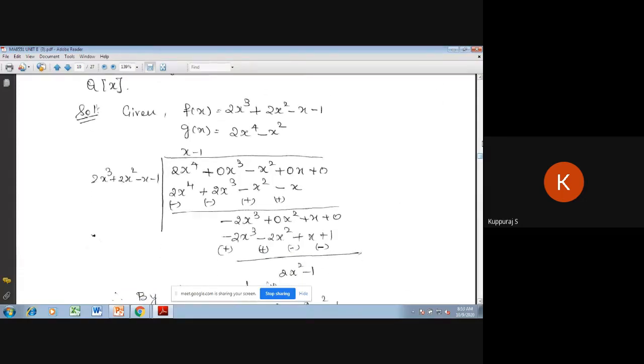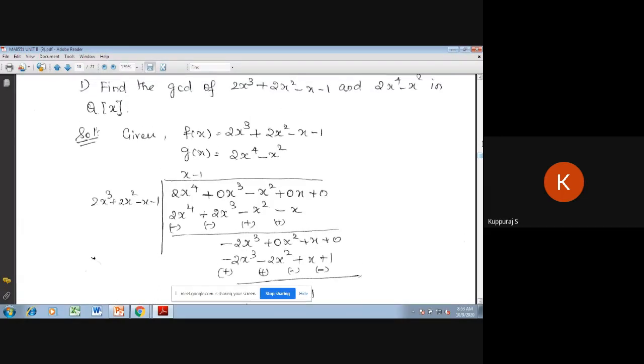You are very familiar with dividing two polynomials. The degree of the first polynomial is 3, and the degree of the second polynomial is 4. So when comparing the two polynomials, the one with the highest degree becomes the dividend. Therefore, 2x power 4 minus x square becomes the dividend polynomial, and 2x cube plus 2x square minus x minus 1 can be considered the divisor polynomial.